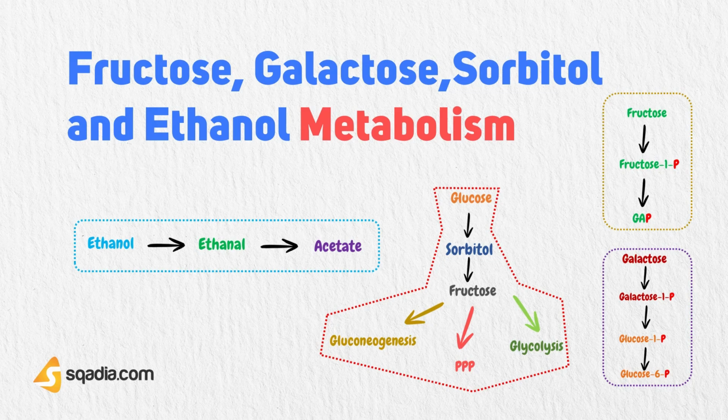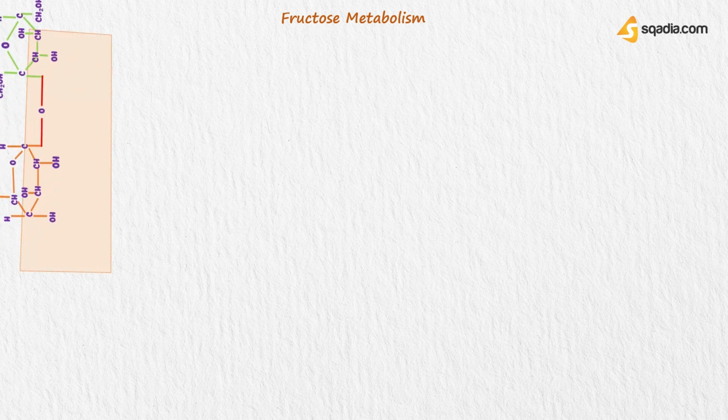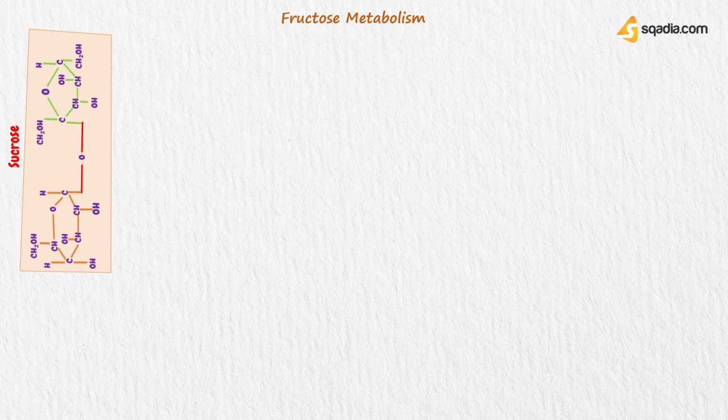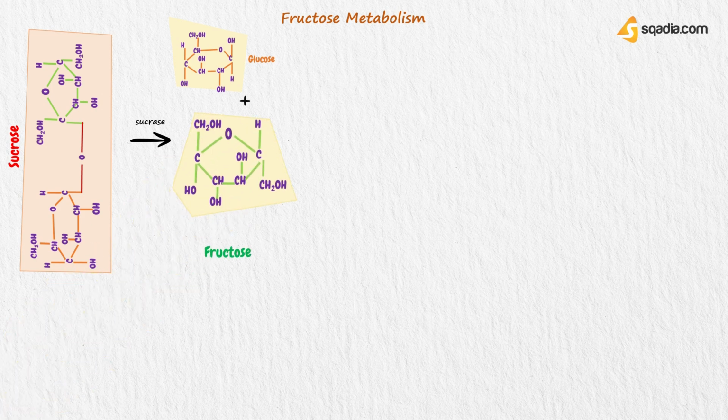Today we are going to discuss fructose, galactose, sorbitol, and ethanol metabolism. Firstly, we are going to have a look at fructose metabolism. Its main dietary source is the disaccharide sucrose. Gut sucrase hydrolyzes sucrose to component monosaccharides glucose and fructose.